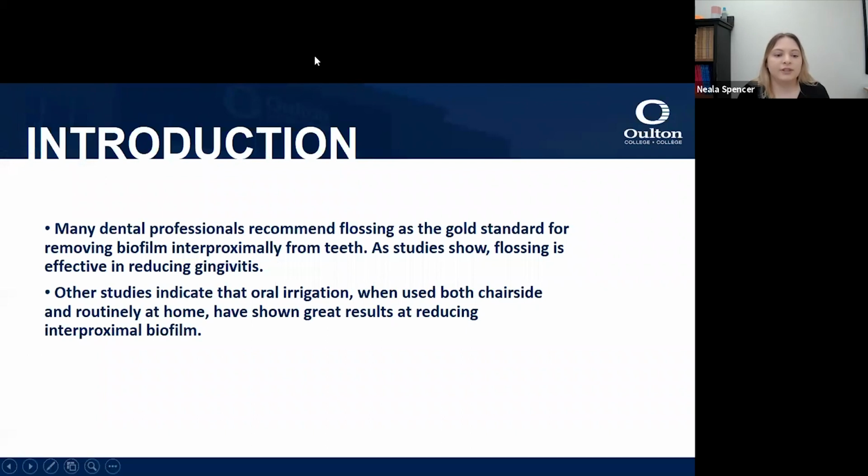So a little bit of an introduction. Many dental professionals recommend flossing as the gold standard for removing biofilm interproximally from teeth. As studies show, flossing is effective in reducing gingivitis, and other studies indicate that oral irrigation, when used both chairside and routinely at home, has shown great results at reducing interproximal biofilm.